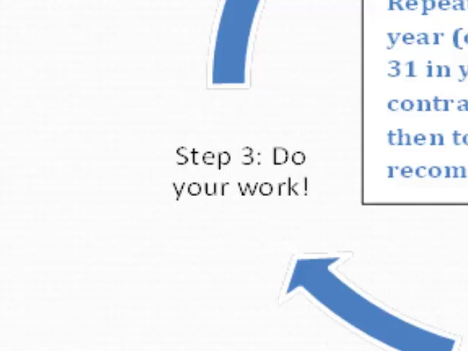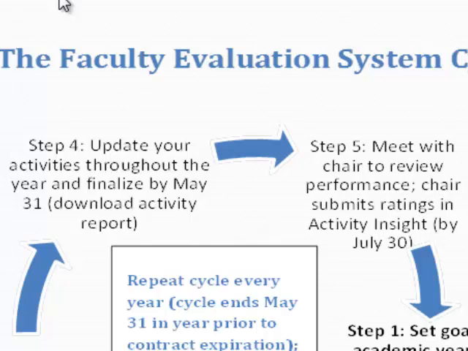Remember to request the right number of IDEA evaluations, and I suggest that you get used to entering your activities regularly onto Activity Insight, just as you would onto your CV. Remember that you can print a generic CV from Activity Insight too. Steps 4 and 5 then will occur in May and June. At minimum, you'll enter all your activity by the end of May and create, save, and upload the activities report.